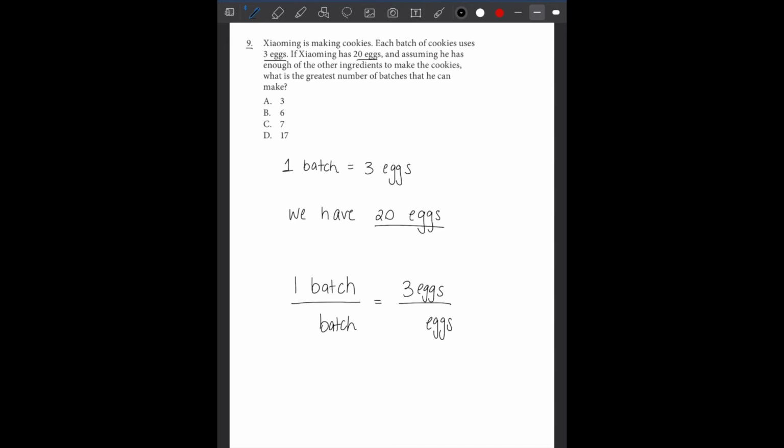So we want to find out what is the greatest number of batches we can find. So this is our x. We don't know what this guy is. And over here, the eggs, we have 20 eggs.